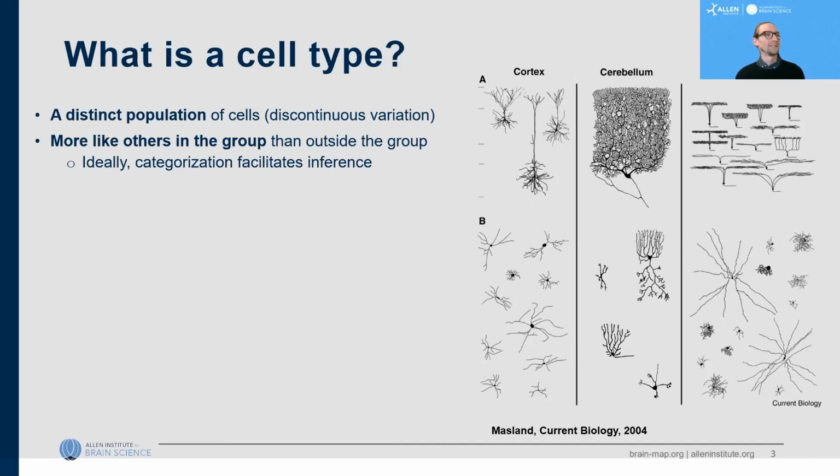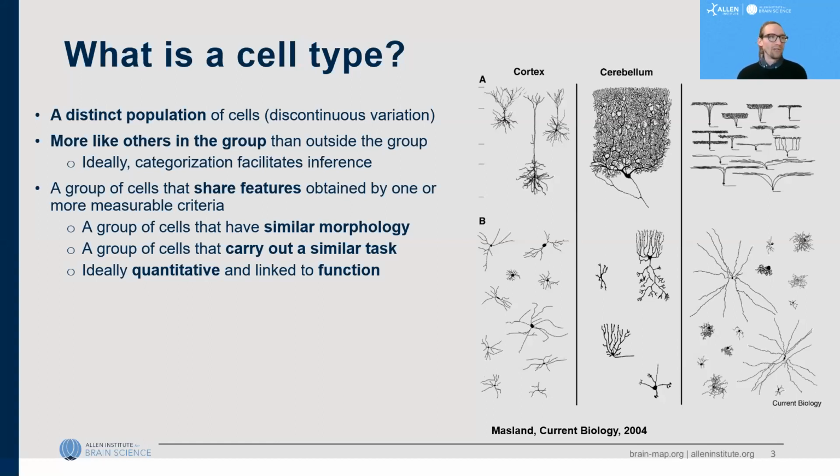It could also be, as another perspective on this, that cells are more like others in the group than cells outside the group. This reflects that we hope that the categorization, so saying a cell belongs to type A, helps us infer other properties. So inferring that other properties that we haven't yet measured would be similar. For instance, this also allows us to draw insight from other work with the same cell type, and hope that those properties remain similar across research, across labs.